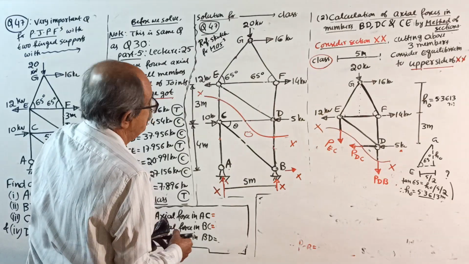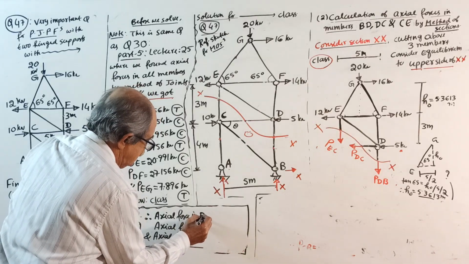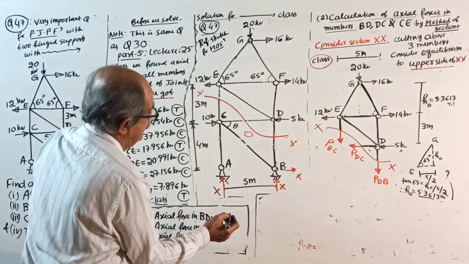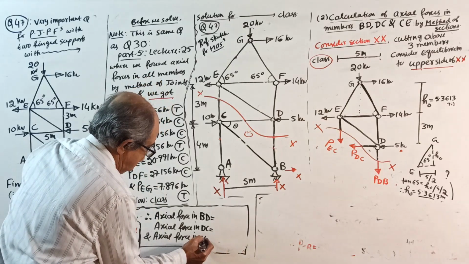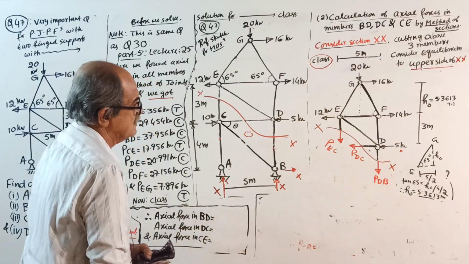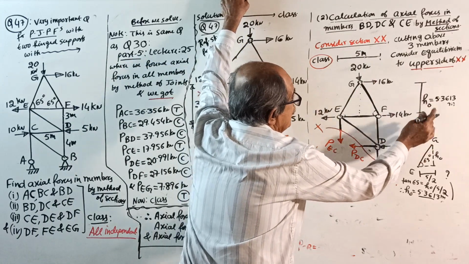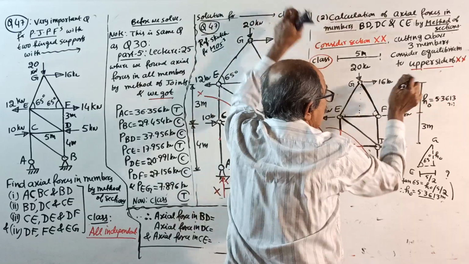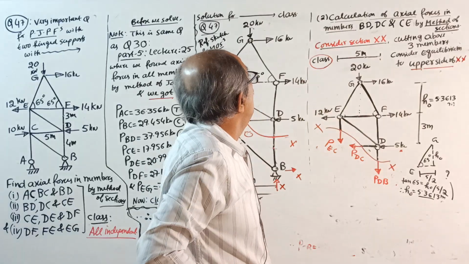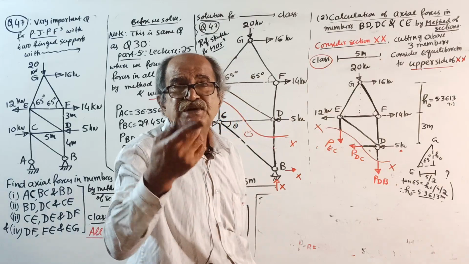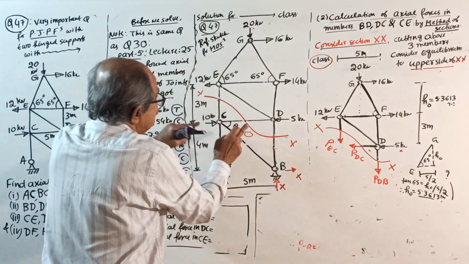Not AC, which one? BD. This is the last step, not now. Force in BD, DC and CE. I got confidence, I will get the answer. Now, this is 5 meter. This is 3 meter. Still we don't know. No, if you are solving the second question, the first question is not there. Independent question. The question is given, this sketch is over, come here.